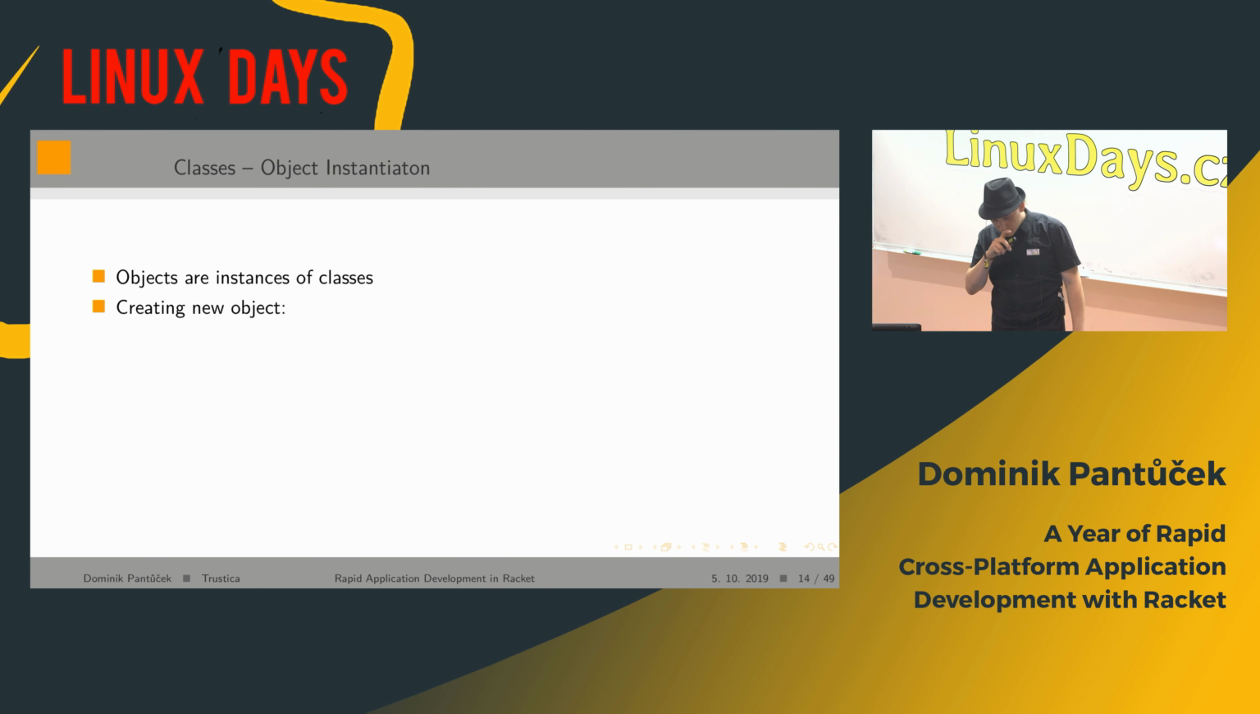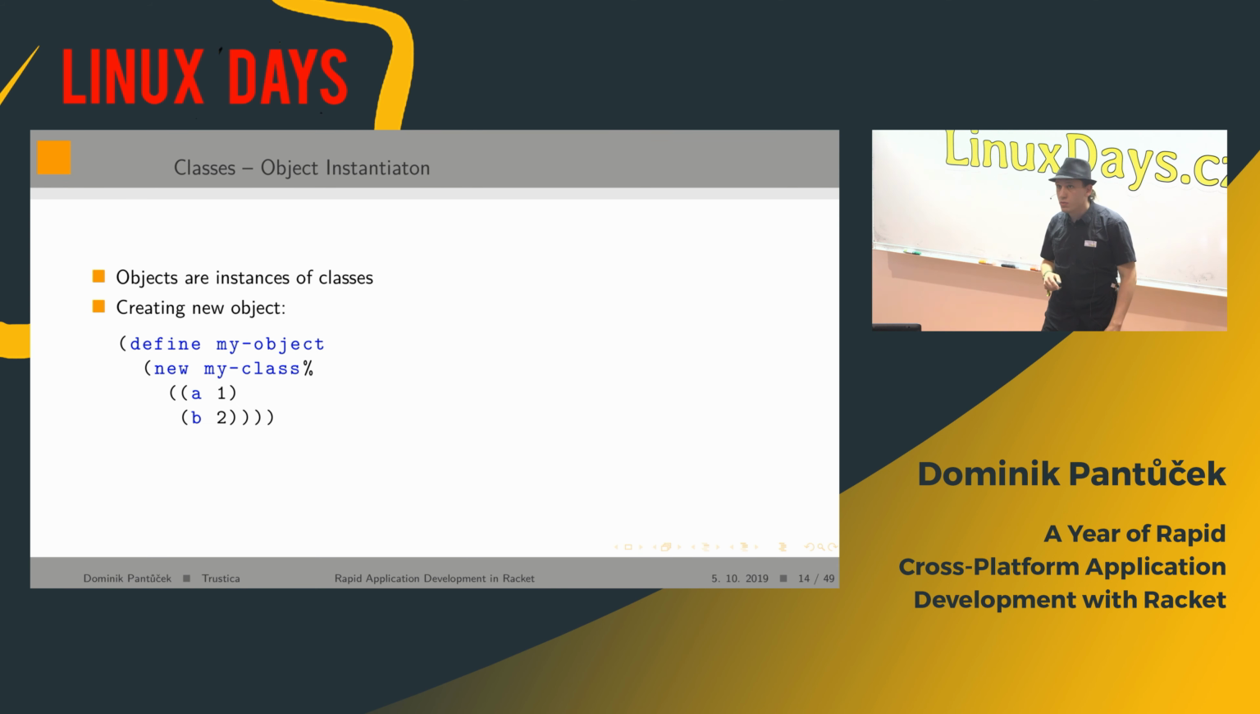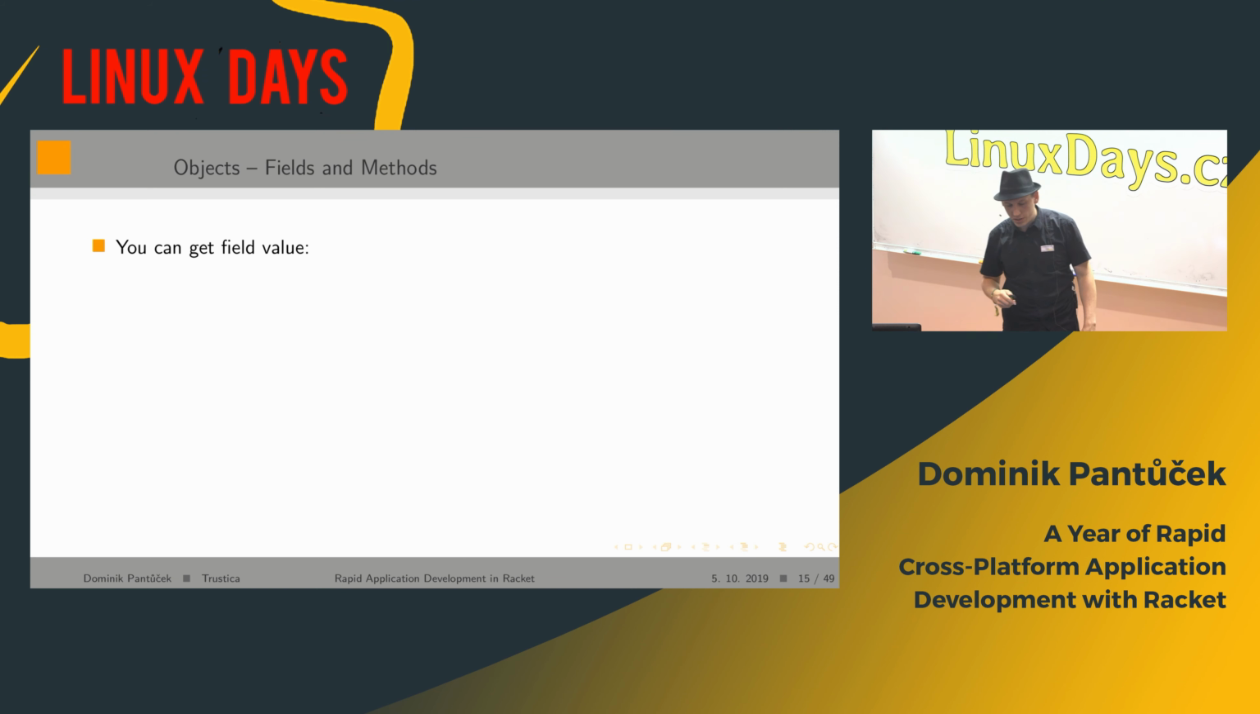So if you want to create an object, you just use the new method. That's a global function that takes a class, initializes it, runs its initialization code, and returns the object. And once again, we just bind it to the name, in this case, my object.